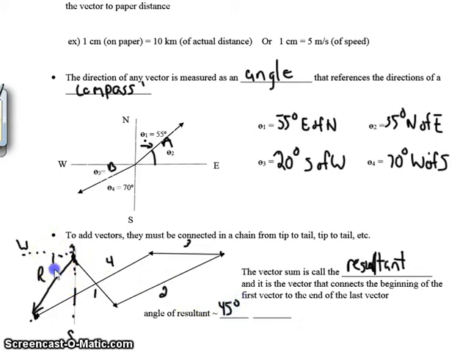Since this is the angle that I'm measuring, the angle is referencing the west. It's between the west and the resultant, and we're headed south of it. So we're going to say south of west. That's just like we saw with angle 3 up here.